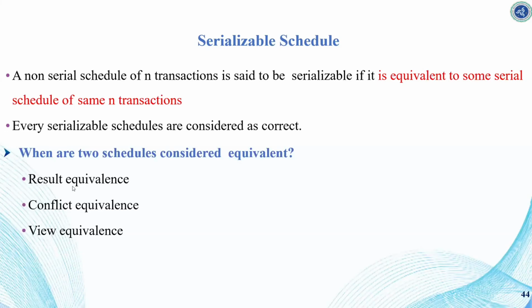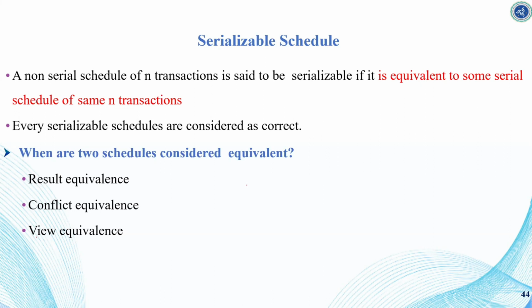So in this video, we can see serializable schedules. A non-serial schedule of n transactions is said to be serializable if there is some equivalent serial schedule of the same n transactions.